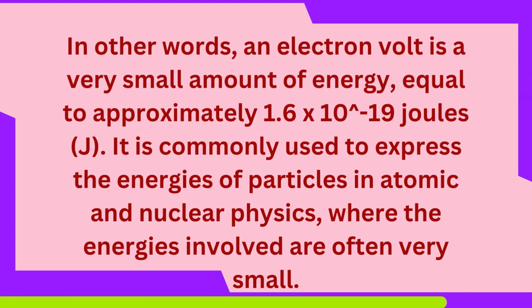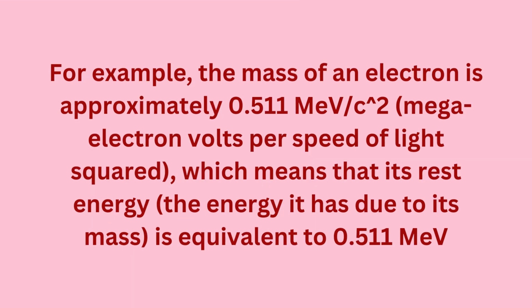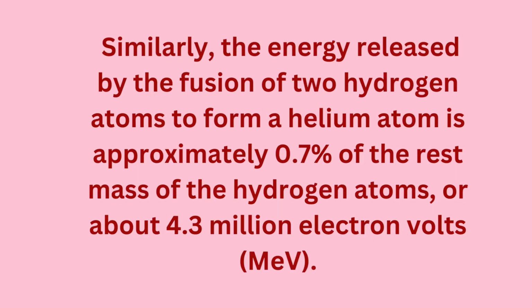It is commonly used to express the energies of particles in atomic and nuclear physics, where the energies involved are often very small. For example, the mass of an electron is approximately 0.511 mega-electron volts per c squared (MeV/c²), where c is the speed of light, which means that its rest energy, the energy it has due to its mass, is equivalent to 0.511 mega-electron volts. Similarly, the energy released by the fusion of two hydrogen atoms to form a helium atom is approximately 0.7% of the rest mass of the hydrogen atoms, or about 4.3 million electron volts (MeV).